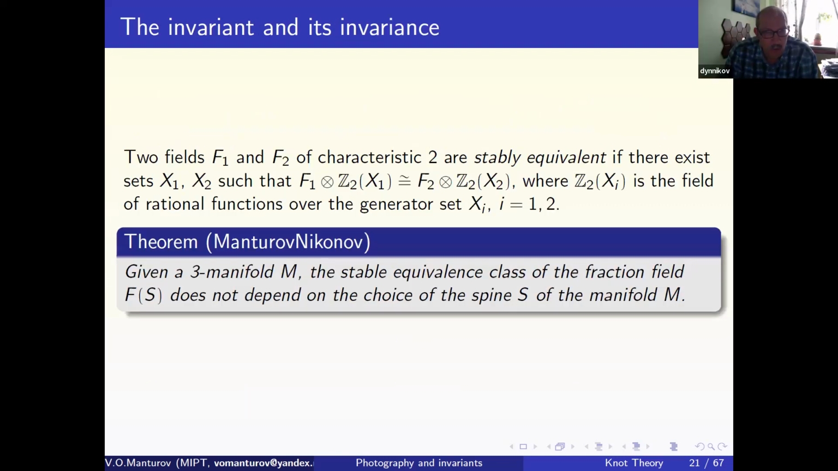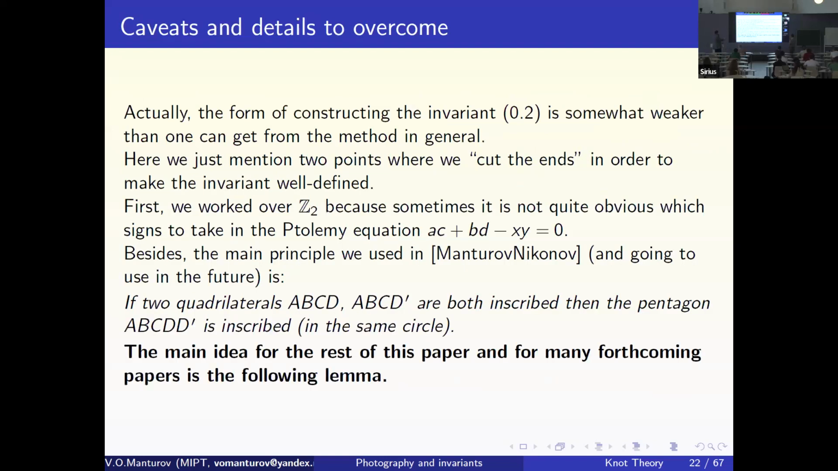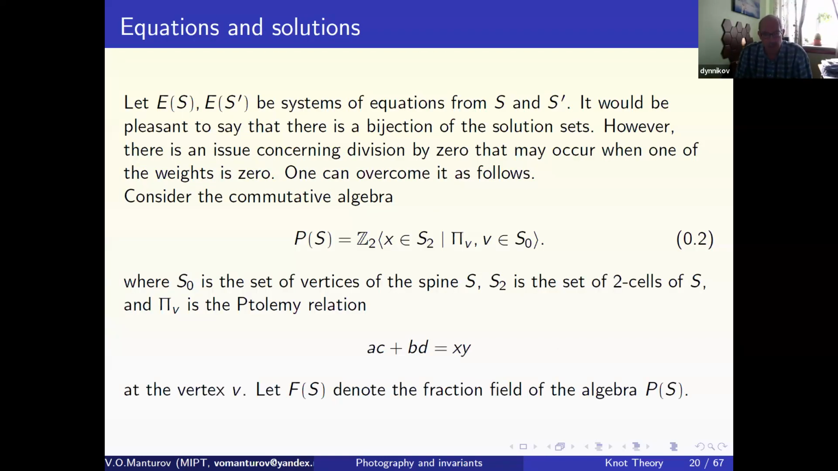Quotient what? What do you want to quotient by this equation? Well, I associate variables to 2-cells, and I take the free module generated by them. So actually here we have this commutative algebra P of S, and then we take the fraction field, F of S, and then its quotient. You want to regard all the variables as invertible, right? Well, that's why I passed to the fraction field. Yes.